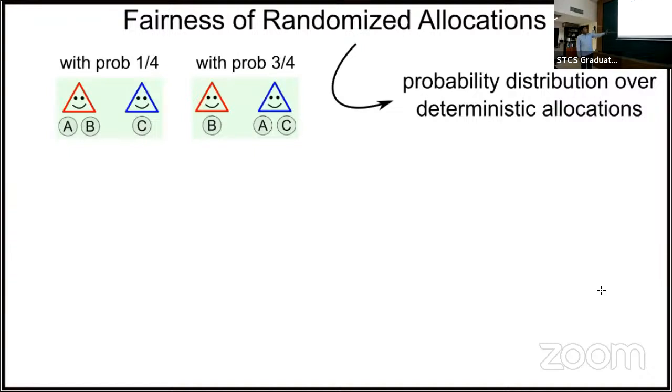So just to make it concrete, what is a randomized allocation? It is nothing but a probability distribution over deterministic allocations. For example, if this allocation here occurs with probability 1/4, and this allocation here occurs with probability 3/4, that's a distribution over deterministic allocations, and so it is itself a randomized allocation. That's the sense in which I'll talk about randomization.